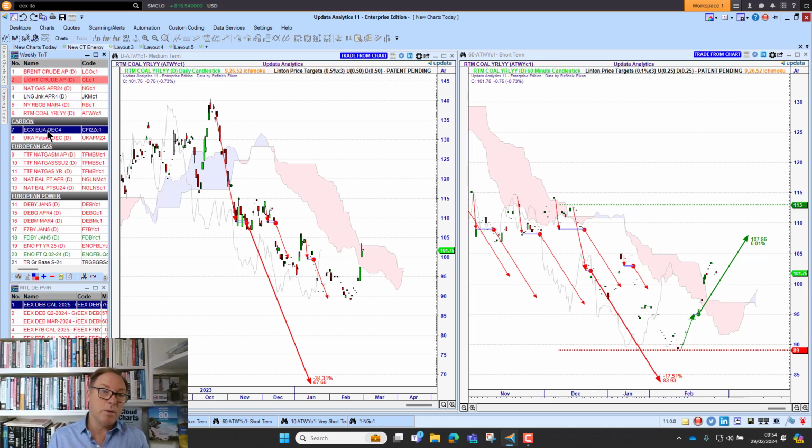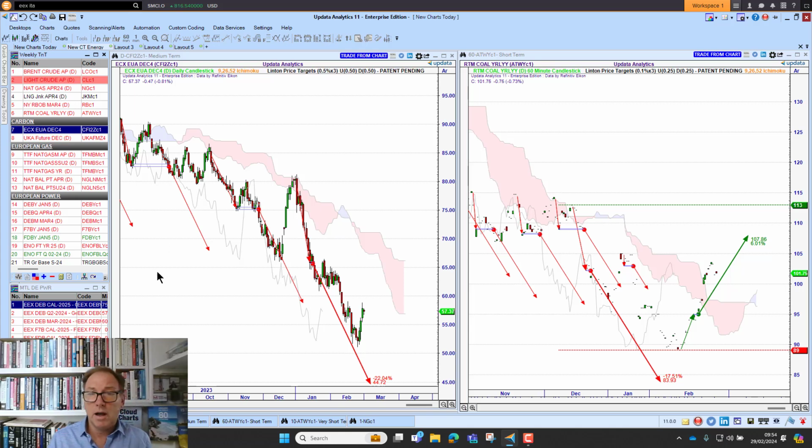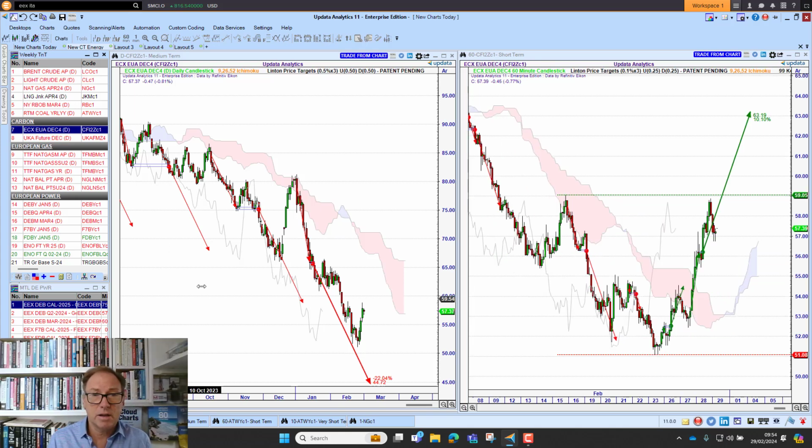And looking at carbon, we'll take a deeper look at carbon later today with our clients, but we can see here downside target to 44.70, not really quite met. We're still below the cloud on the daily. We have this new upside target back to 63 euros, so looking really strong. 59 is the level that we have to break really to feel confident on carbon.